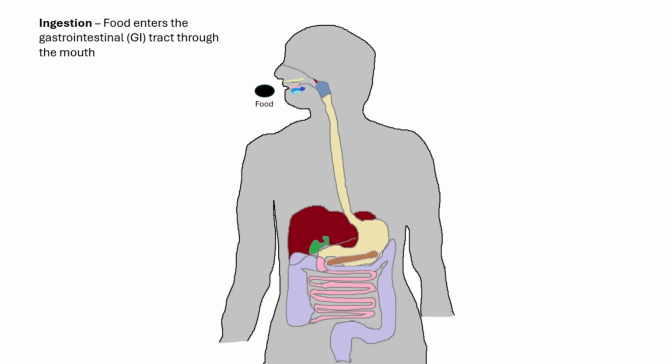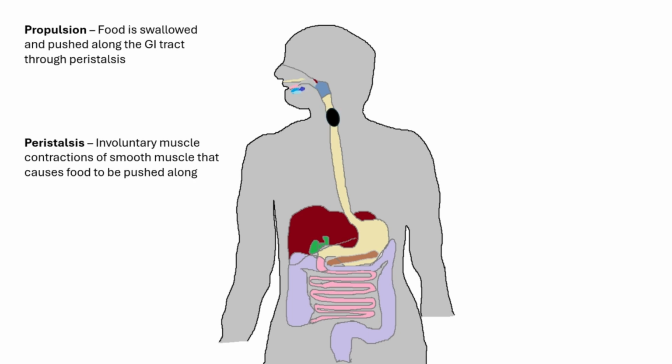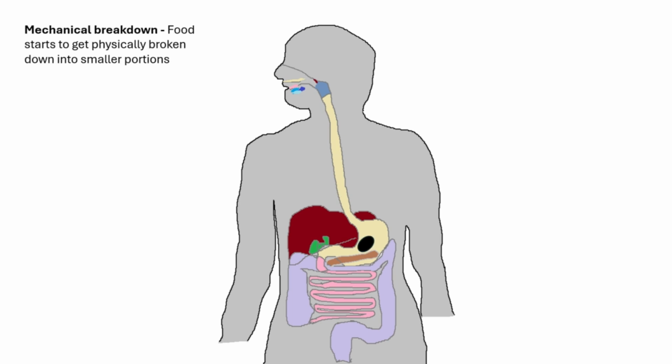The digestive process starts with ingestion, whereby food will enter the gastrointestinal tract through the mouth. Then the food is pushed down into the stomach. Most of the organs of the digestive system are made up of smooth muscle, and they are able to push the contents along by contracting in a process known as peristalsis.